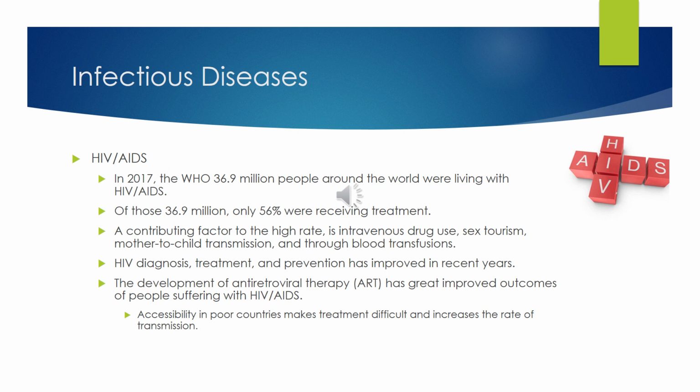The first infectious disease that I'll be talking about today is HIV and AIDS. HIV and AIDS is transmitted through blood and bodily fluids, and this causes a decrease in immunity in the patients. Some statistics. In 2017, the World Health Organization stated that 36.9 million people around the world were living with HIV and AIDS. Of those 36.9 million people, only 56% were receiving treatment. Contributing factors to the high rate are intravenous drug use, sex tourism, mother-to-child transmission, and blood transfusions.